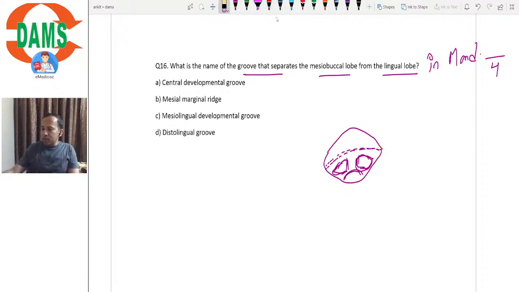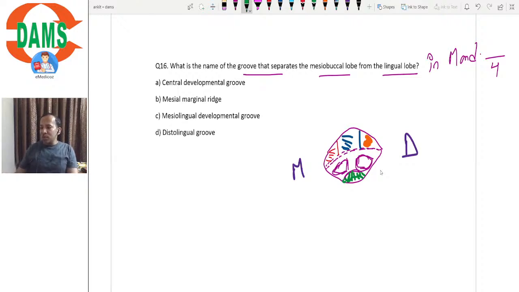Now what happens is that, as we have discussed in the class, the buccal cusp is formed of 3 lobes, isn't it? Let's say this is the distal side, this is the mesial side, isn't it? And the lingual cusp is formed just of 1 lobe, right? So any tooth is formed of at least 4 lobes, 3 buccal and 1 lingual.